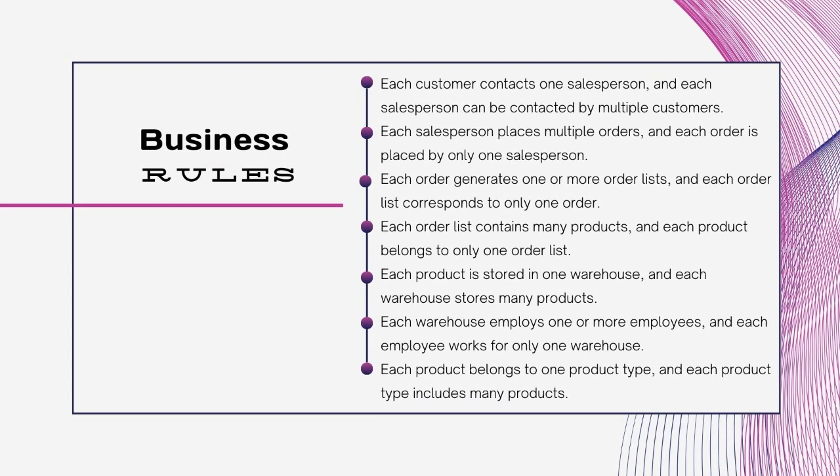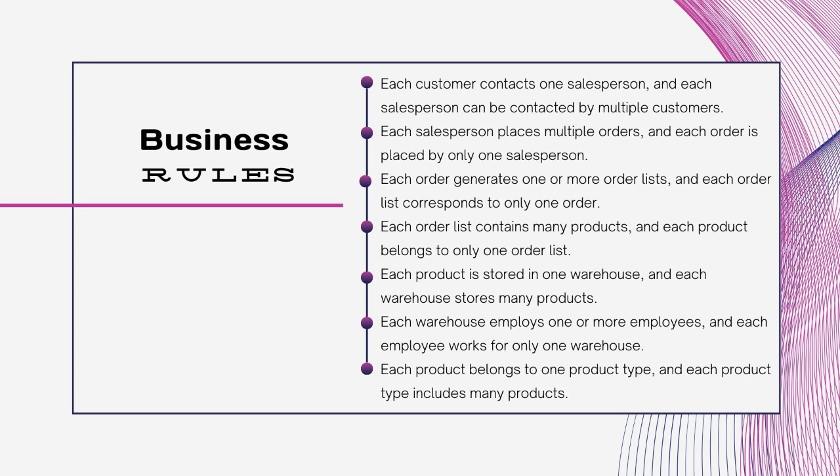So for our business rules, each customer contacts one salesperson, and each salesperson can be contacted by multiple customers. Each salesperson places multiple orders, and each order is placed by only one salesperson. Each order generates one or more order lists, and each order list corresponds to only one order. Each order list contains many products, and each product belongs to only one order list.